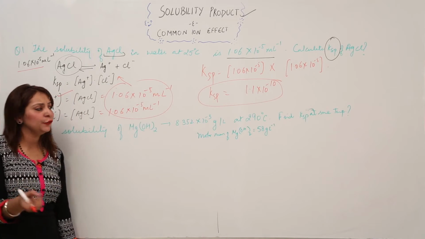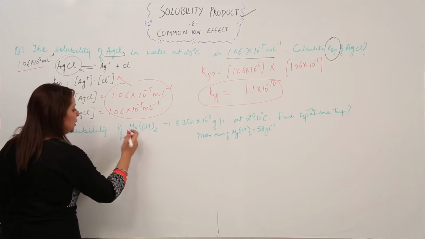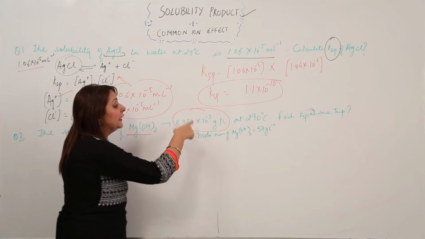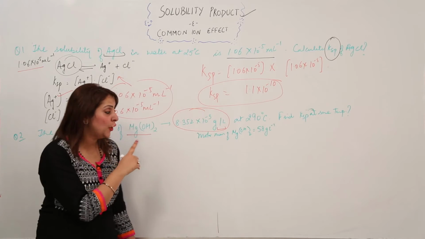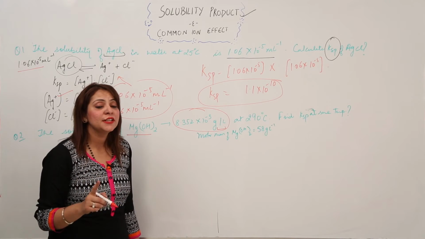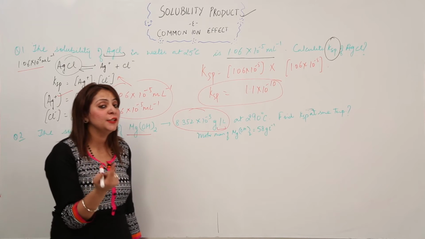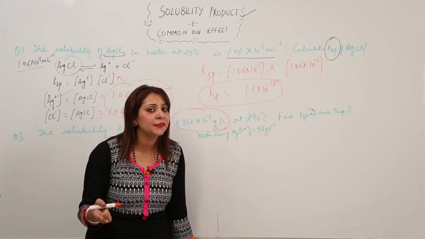Now look at the second question. It is slightly different from the first one. The solubility of Mg(OH)2 is given, and it is in gram per liter. It was moles per liter before, now it is gram per liter. This point is to be noted, right? We need to have concentration in moles per liter, so the first thing which strikes your mind is that it is given in gram per liter, so we need to convert it into moles per liter, right?